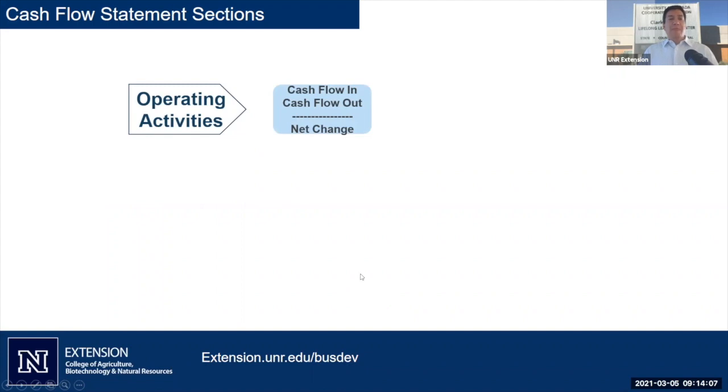So what are the parts or sections of the cash flow statement? We have the operating activities.